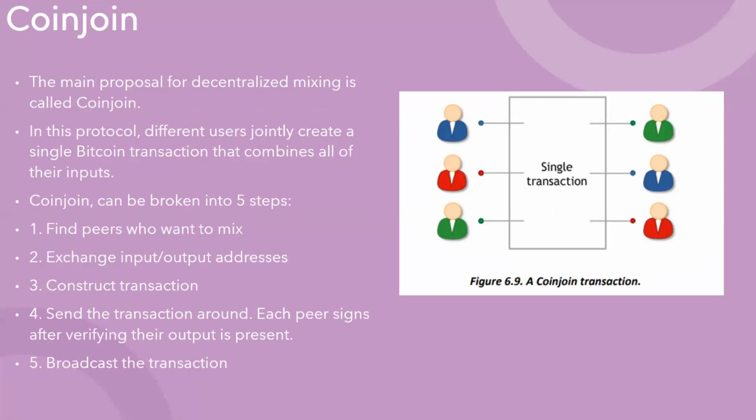Here we talk about CoinJoin. The main proposal for decentralized mixing is called CoinJoin. In this protocol, different users jointly create a single Bitcoin transaction that combines all of their inputs. The key technical principle that enables CoinJoin to work is this.